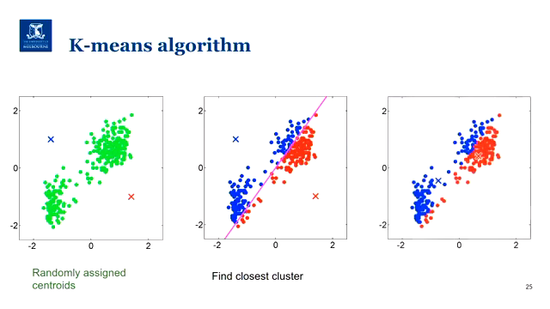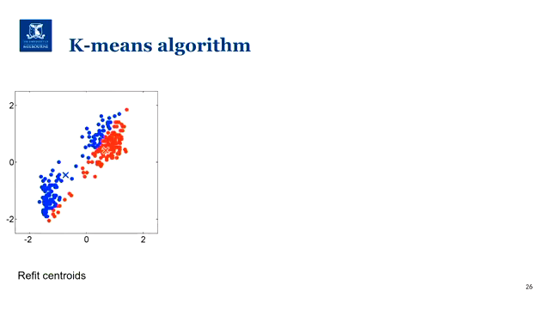Okay? Next, we're going to recalculate the centroid for blue and red. So the centroid will move to here and here. This could be exactly inside the data point, but usually not really. It doesn't have to be. So this is basically the center of mass or center of gravity of all points of that cluster. And then we refit the centroids.